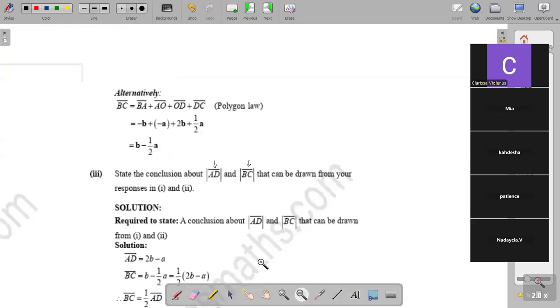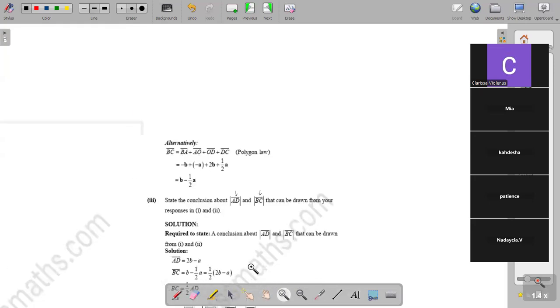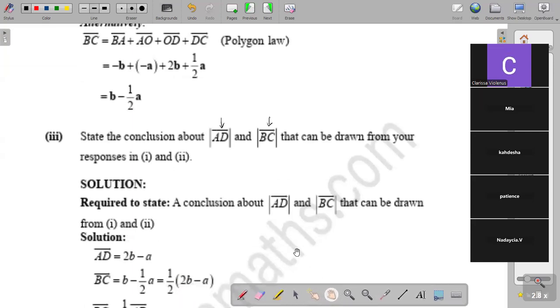So we found AD already. Now, when it comes to conclusion, what are the only options you could say about two vectors? Either they are parallel or collinear, right? Or not parallel. To be honest, you don't have a million options. So you should already know your answer is going to either say it's parallel or it's not parallel.